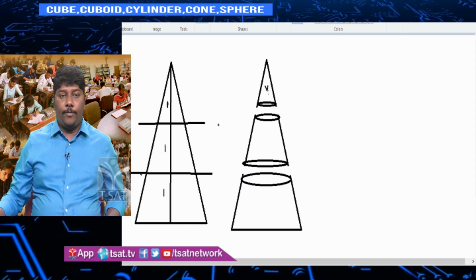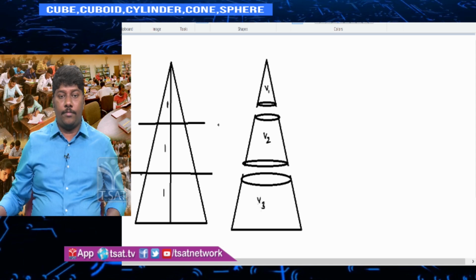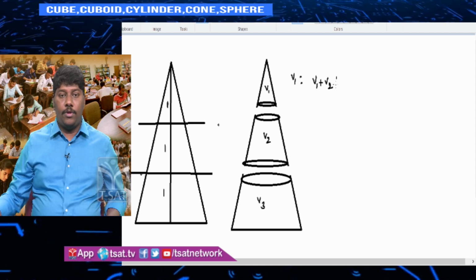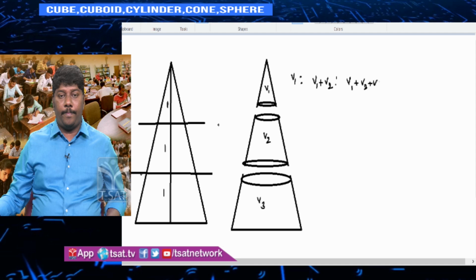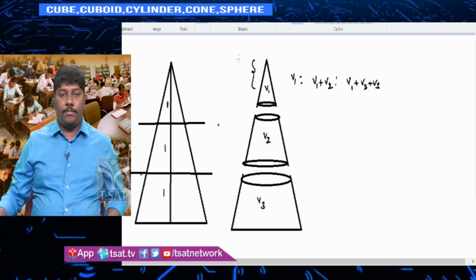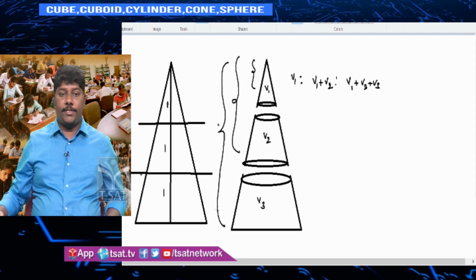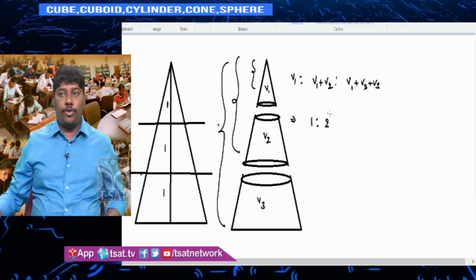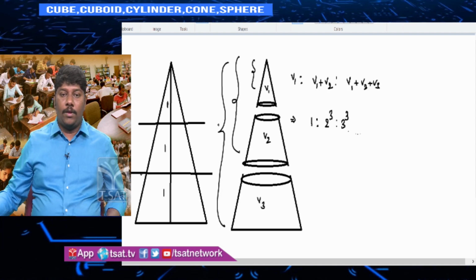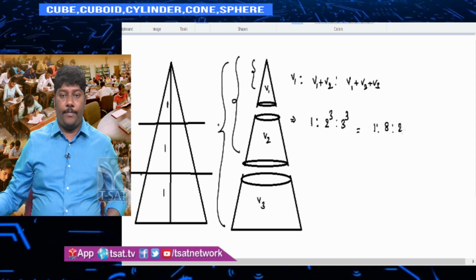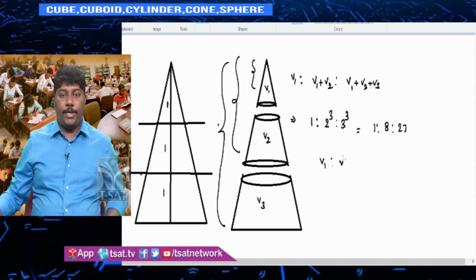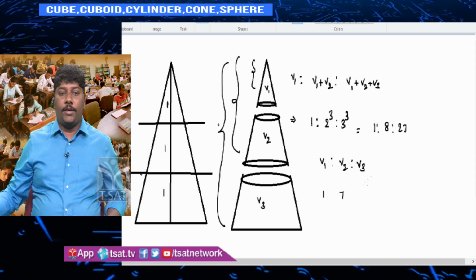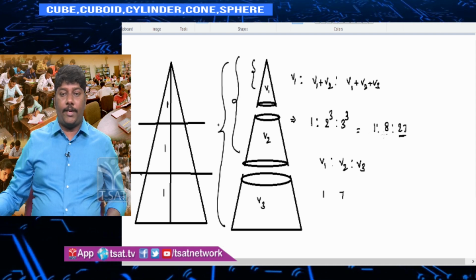Now what is the ratio of volume 1, volume 2, volume 3? Volume 1, volume 1 plus volume 2, volume 1 plus volume 2 plus volume 3, which means first cone, second cone, third cone. We know sides are in the ratio 1:2:3, therefore volumes are in the ratio 1 cube is to 2 cube is to 3 cube, which is 1:8:27. If V1 is 1, then V2 is 7, and V3 is, out of 27 you subtract 8, it will be 19.